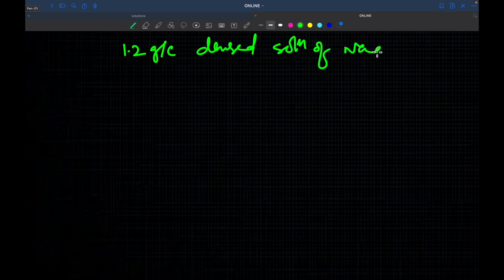Right, if a 1.2 grams per cc density solution of NaCl is given to you, NaCl of 15%.